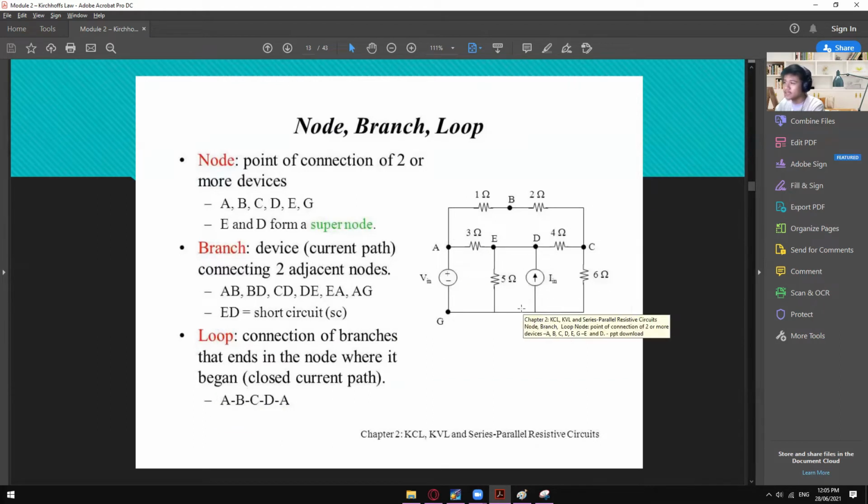C, D, and then A. So this is the loop. We could say that this is your loop one. We can actually have a loop right here, another loop right here, another loop right here, and another loop for the outside part. So those are the loops. Question: how many loops can we form in this given circuit? Is it 3? Is it 4? Is it 5? Is it 6? How many loops?